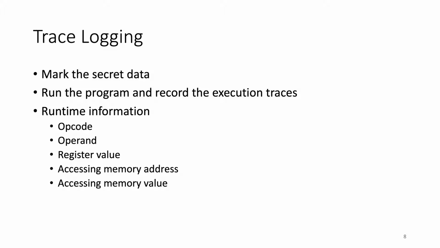The first step of Abacus is to record the execution traces. We mark the secret data manually. It can be done by adding annotations on the source code or telling the addresses of the secrets in the binary code. We run the binary executable under the dynamic binary instrumentation tool and record the execution traces. The execution traces consist of the runtime information, including the opcode, operand, register value, and the memory access information.